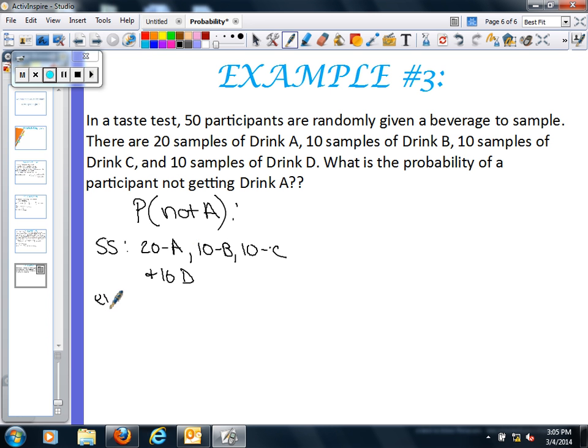Okay? The event then is that I am not getting A, which means I'm going to be getting B, C, or D. Okay? So the event is not the 20 A's. Which means the complement then would be that I do get the A's.